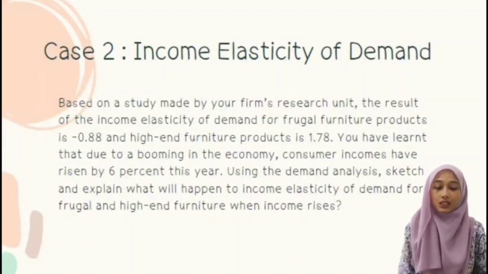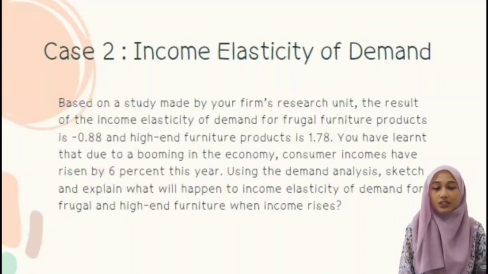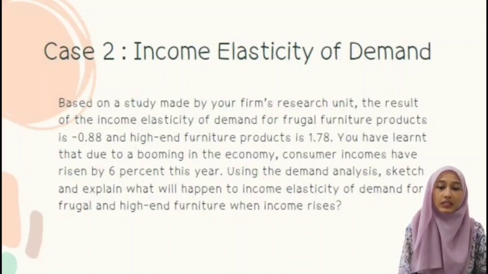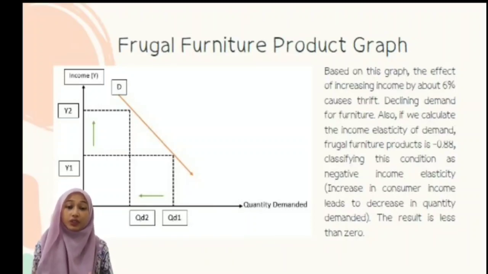I will explain about case 2, income elasticity of demand. The question gives the elasticity for frugal furniture as negative 0.88. The elasticity for high-end furniture is 1.78, and due to a boom in the economy, consumer income has risen 6% this year. This is the frugal furniture product graph. The effect of increasing income by about 6% causes a shift, declining demand for furniture.